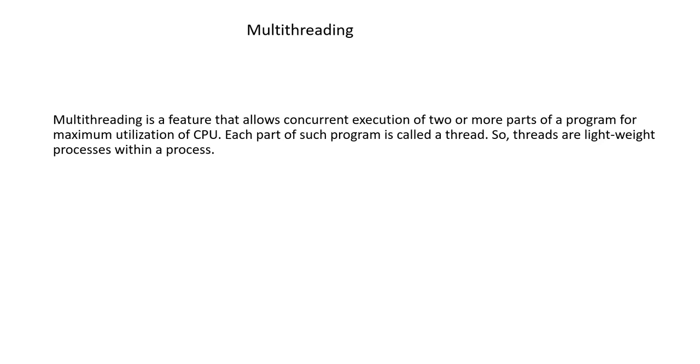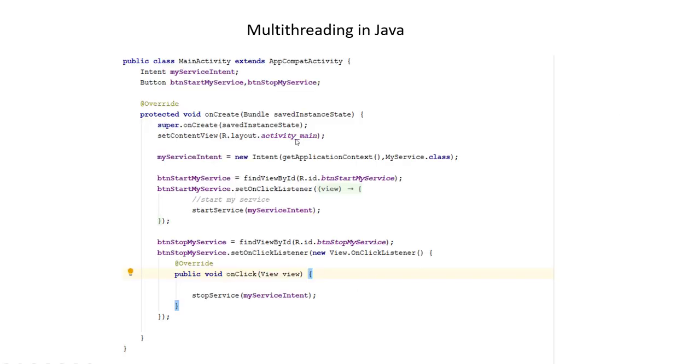Whereas in a single-threaded application, the program execution is always in sequence. Let's see on the next slide that we have one simple code. When we have a single-threaded application, there is a sequence of program execution. First it will go to the onCreate method, then to super, setContentView, my service intent and buttons. So the sequence is line by line. The program gets executed in sequence, line by line.